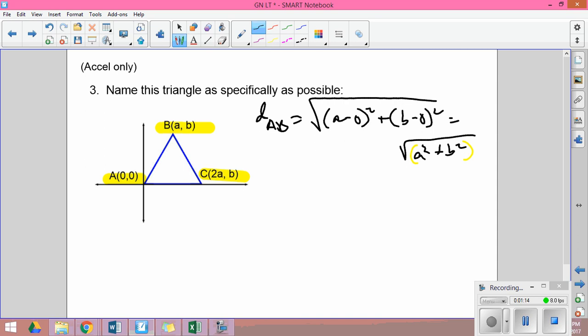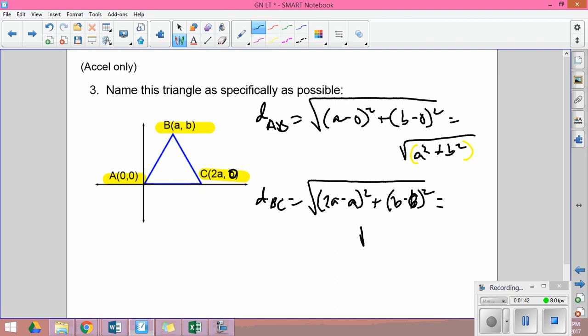Then we're going to work our way around and we are going to calculate the distance of B to C. And so we have the distance of 2A minus A, the quantity squared, plus B minus B, the quantity squared. Oops, this is supposed to be 0. B minus 0, the quantity squared. And that is equal to the square root of A squared plus B squared. So now we know we have at least 2 equal sides because these two distances are the same.